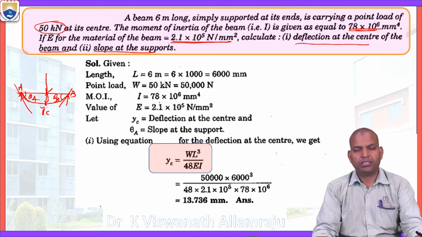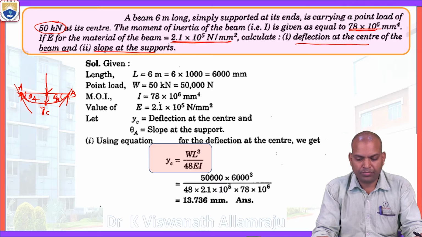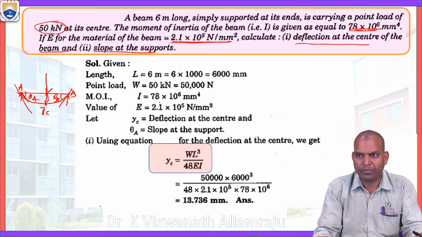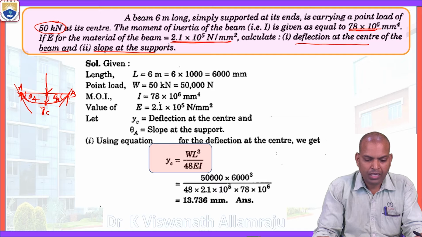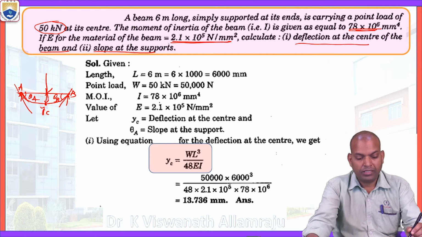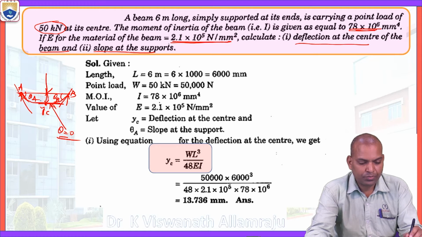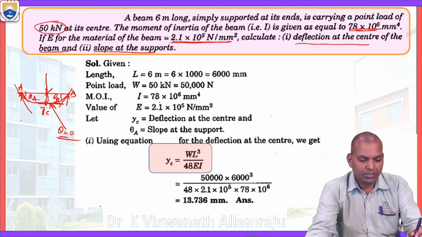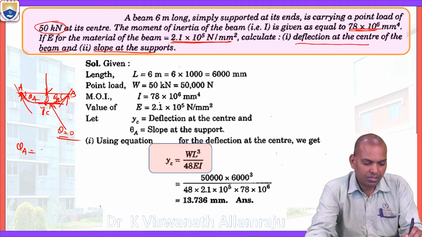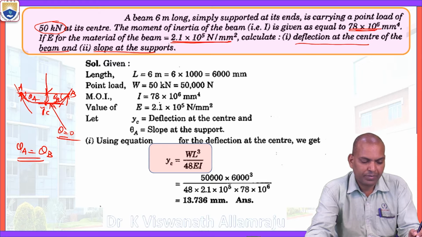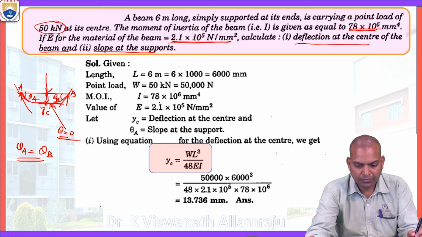Deflection at the center of the beam means the maximum deflection. At the center of the beam, the maximum deflection occurs, and the slope at the supports is the maximum slope. Where the deflection is maximum, the slope is zero in this case. The slope at the center becomes zero, and the slope is maximum at supports A and B, that is theta A and theta B.